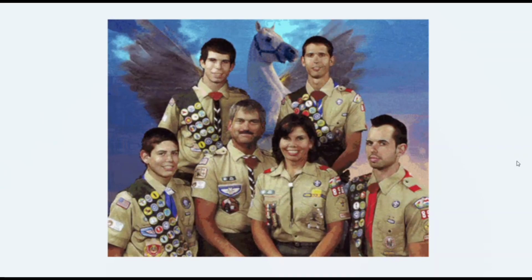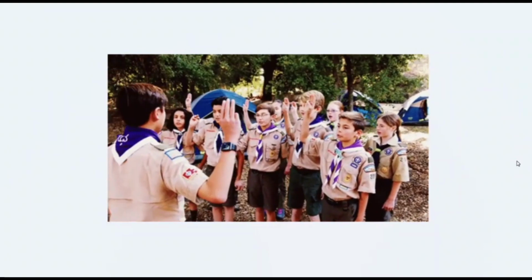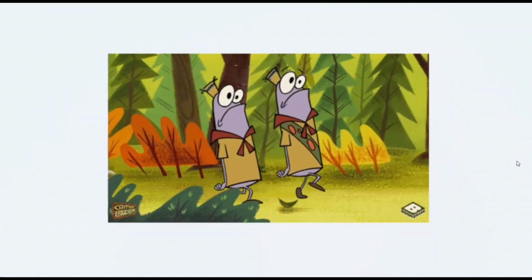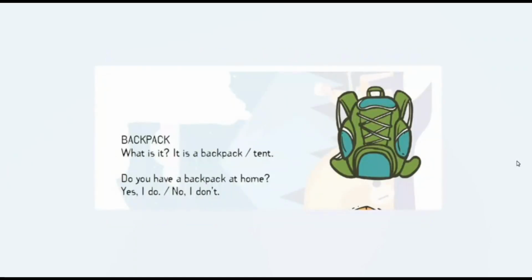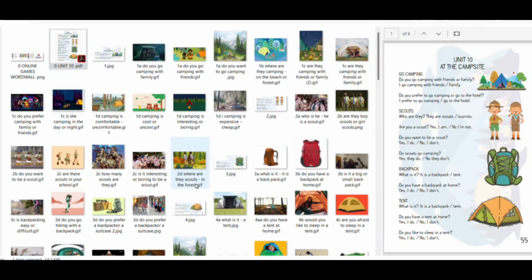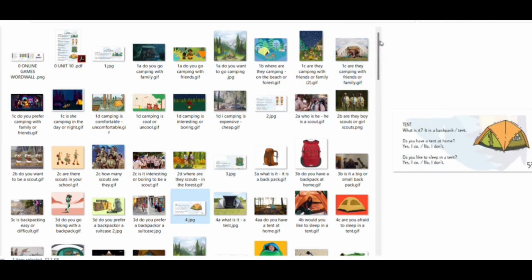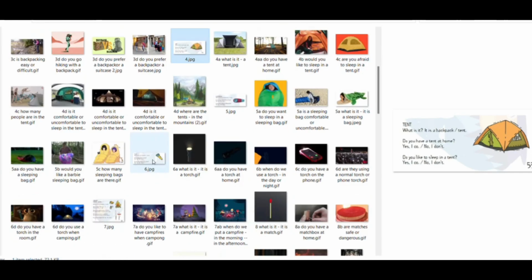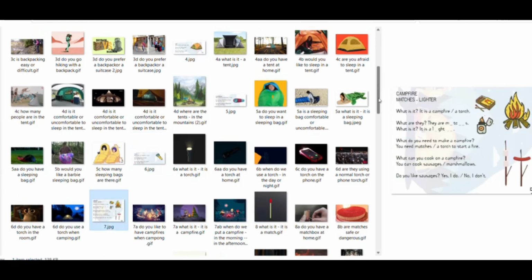We continue onwards and we make sure that the students understand the questions, and then we continue onwards to the next block, and it continues onwards until we finish the whole unit. As you can see here, we have images for each block. You can see here we have scouts, backpack, tents, sleeping bags, and the whole unit has a series of 10 images included so that the students are always engaged.